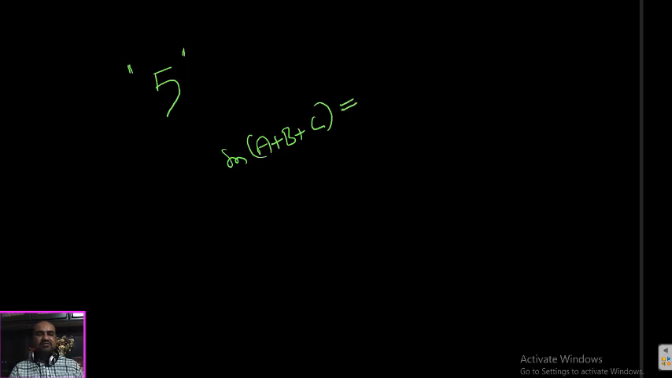Hello students, this is the fifth part of concept of compound angles. Today I am going to explain some more formulas in compound angles, like trigonometrical ratios for angles of the form A plus B plus C. Okay, means sin of A plus B plus C. How to expand sin of A plus B plus C, how to expand cos of A plus B plus C, how to expand tan of A plus B plus C, and so on.